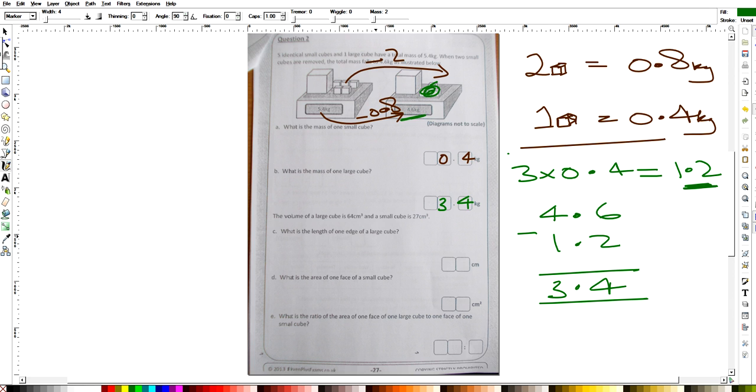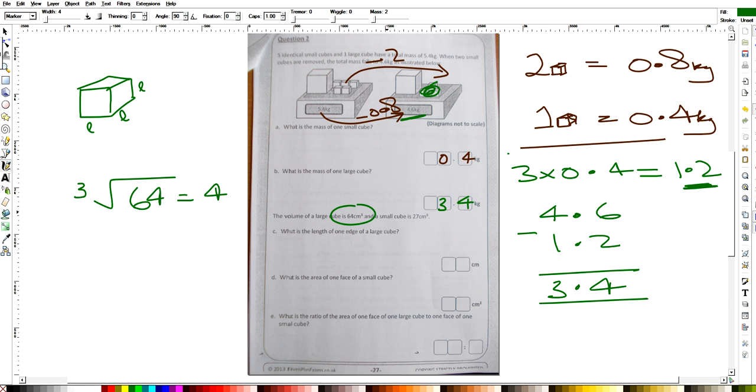The volume of a large cube is 64 centimeters cubed. What is the length of one edge of a large cube? Now remember, the cube is the same length, same width, same height. Length is the same as the width, is the same as the height. So what do we do to 64 to work out the original length? We have to cube root it. And the cube root of 64 is 4.